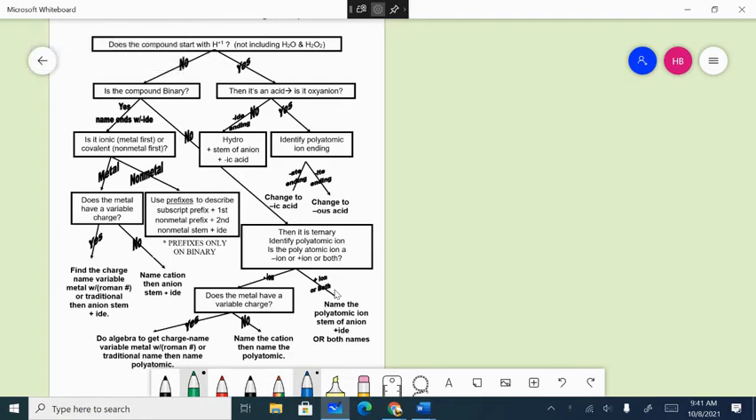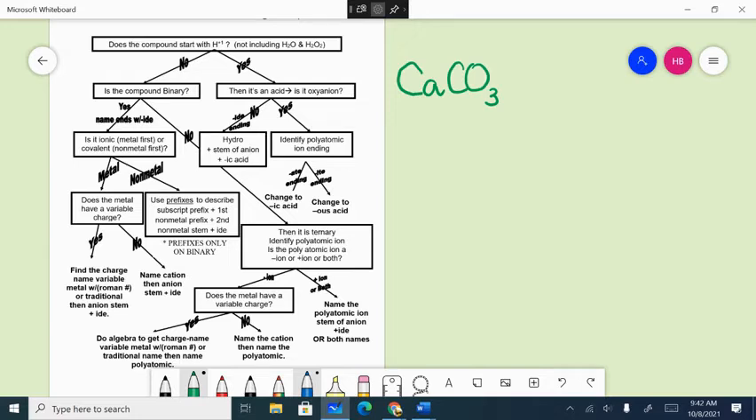Okay, today we're going to move to another part of the naming flowchart. So remember we did binary ionic compounds with a fixed charge, and we did binary ionic compounds with a variable charge in your pink packet. And you should turn in your pink packet to your list of polyatomic ions.